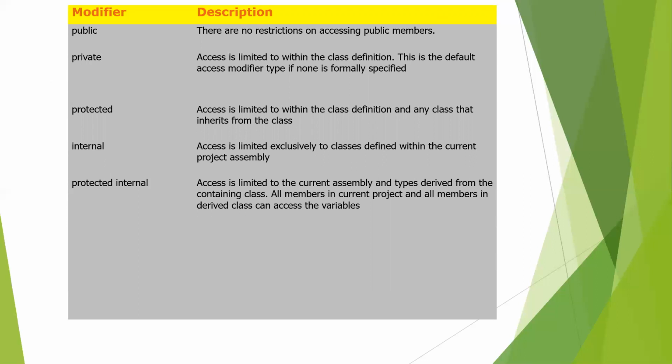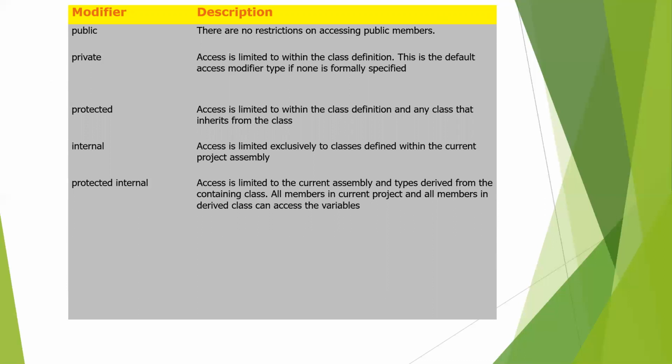Coming to the next one, protected internal. This protected internal accessibility means the current assembly and types derived from the containing class. All members in the current project and all members in the derived class can access the variables. So I can say protected internal accessibility means protected or internal, not protected and internal.